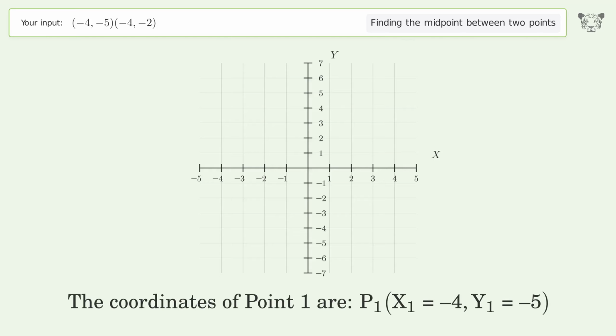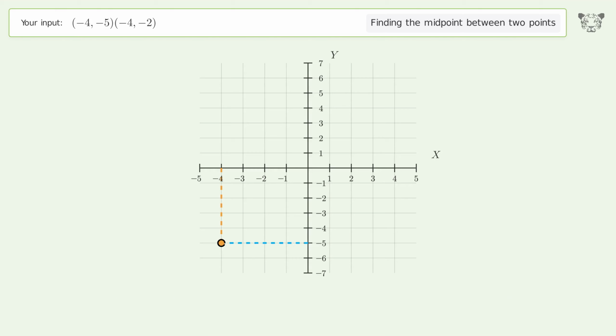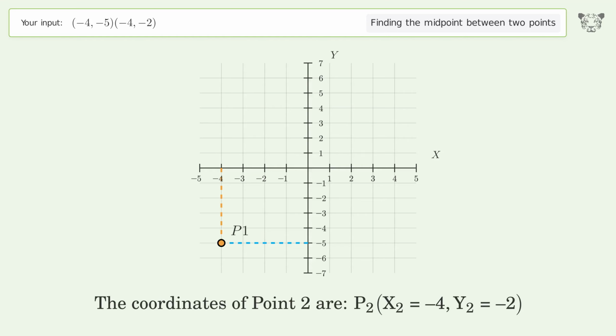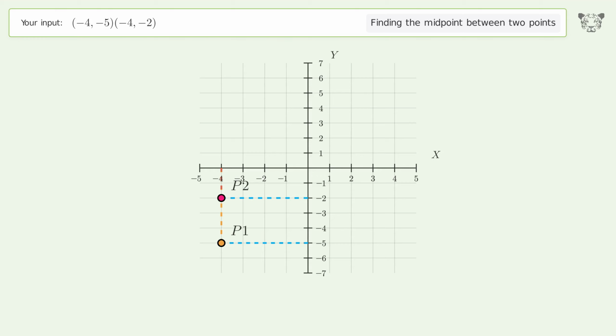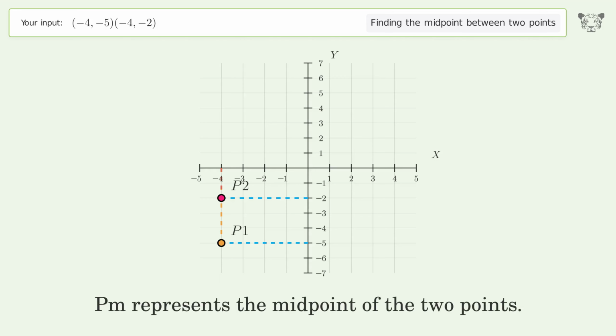The coordinates of point 1 are x1 equals -4, y1 equals -5. The coordinates of point 2 are x2 equals -4, y2 equals -2. PM represents the midpoint of the 2 points.